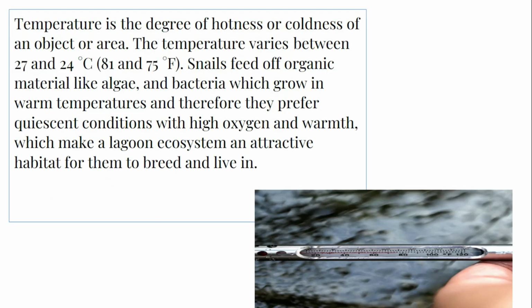Temperature is the degree of hotness or coldness of an object or area. Temperature varies between 27 and 24 degrees Celsius. Snails feed off organic material like algae and bacteria, which grow in warm temperature. Alright, and therefore they prefer quiescent conditions with high oxygen and warmth, which make a lagoon ecosystem an attractive habitat for them to breed and live in.